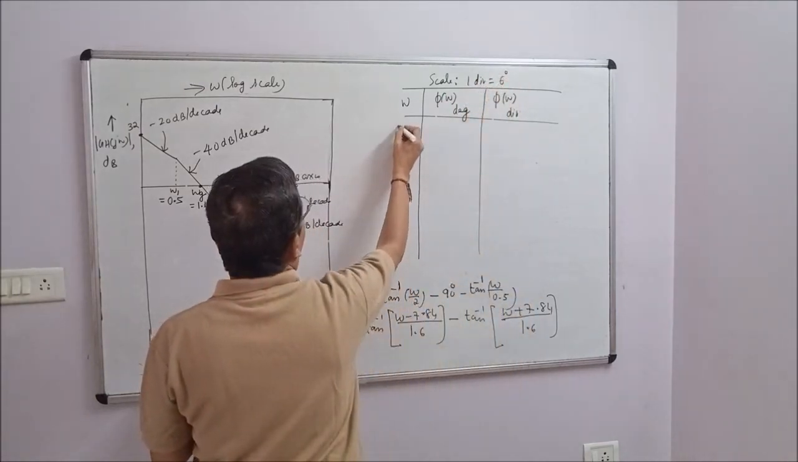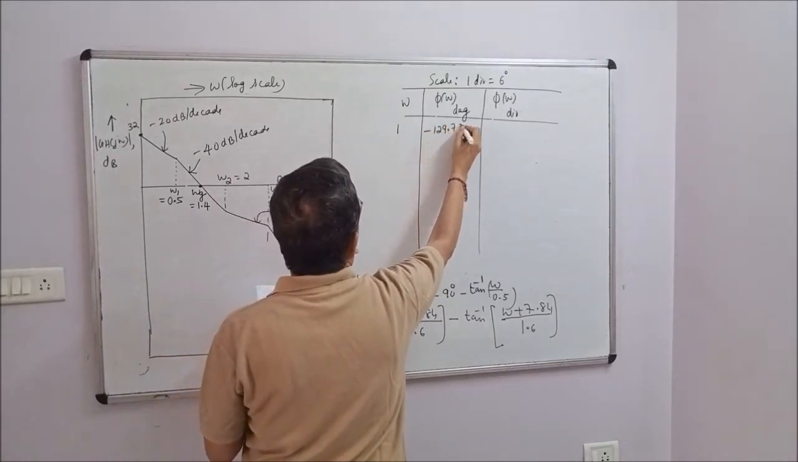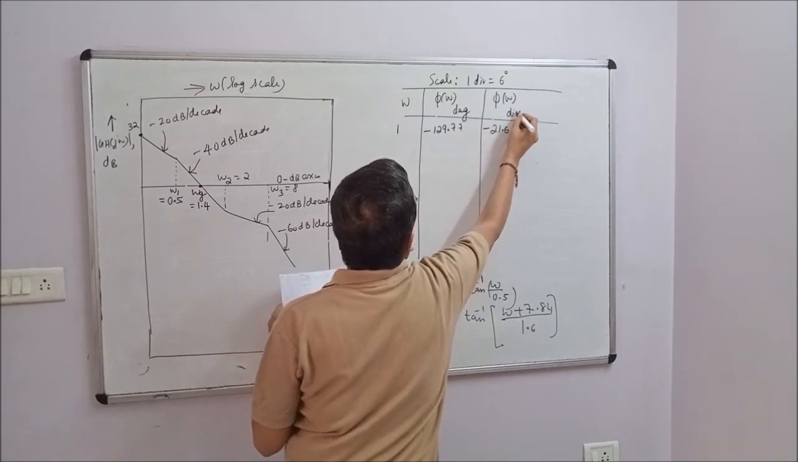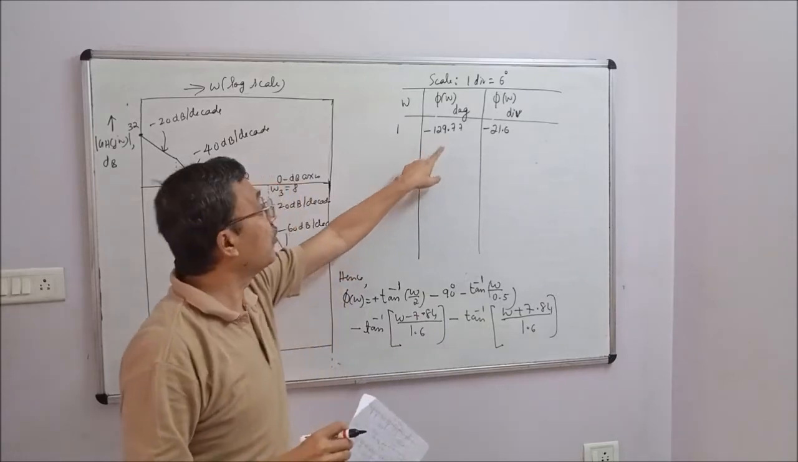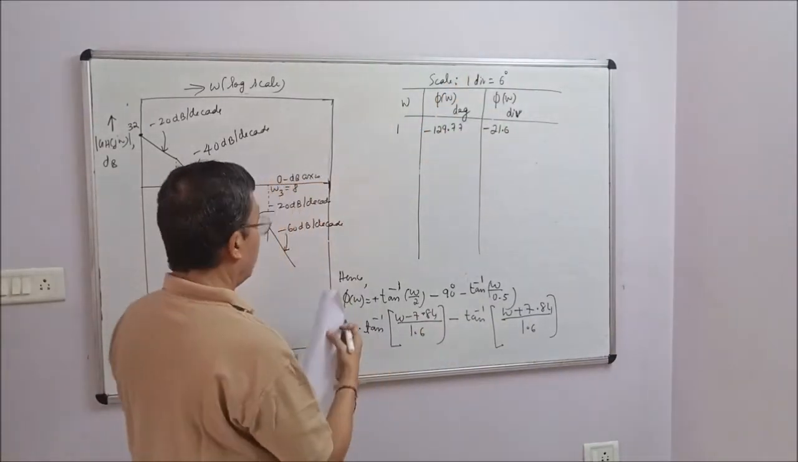First I will take omega equal to 1. You will get the angle minus 129.77. That will give you minus 21.6 divisions. We have divided minus 129.77 by 6. That gives you minus 21.6 divisions.